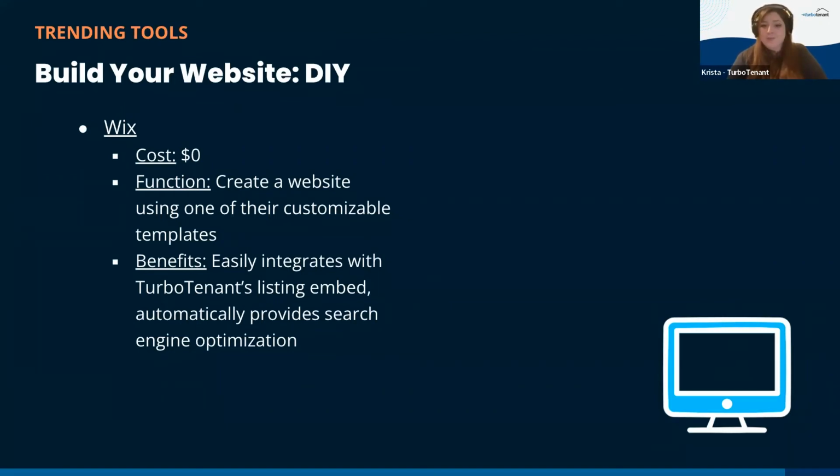The other benefit with Wix specifically is just that it integrates easily with our listing embed, which means if you post your listing with TurboTenant, we have instructions in our help center to help you take that listing and plug it into your website. When you do that, if you make any changes to your listing through TurboTenant, it automatically updates it, so you don't have to update it in both spots.